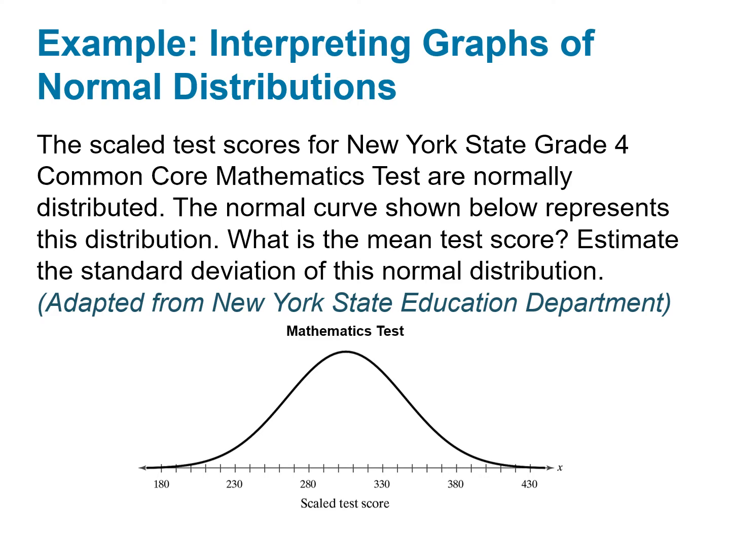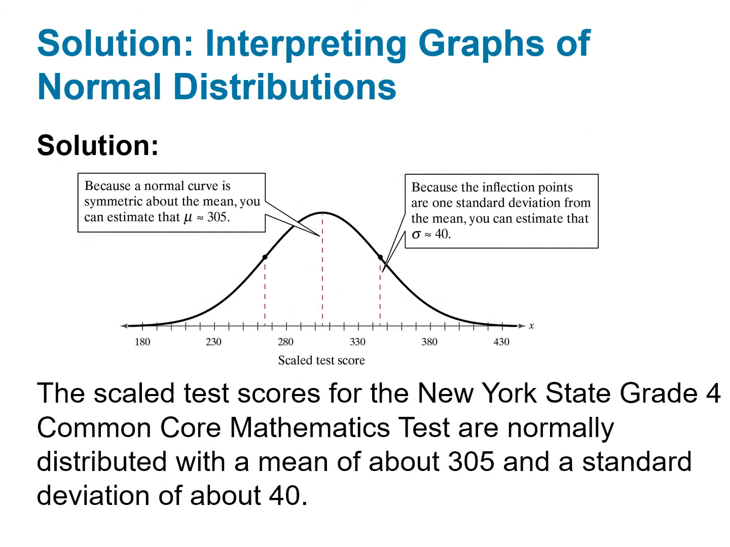To find the mean test score, we're going to look to where it's symmetric. Right in the middle, you're going to notice it sits right about 305 or so. Okay? That's going to be our mean, right where we divide it in half.